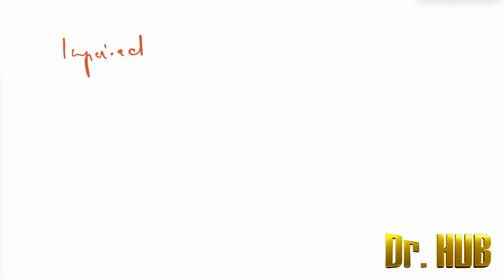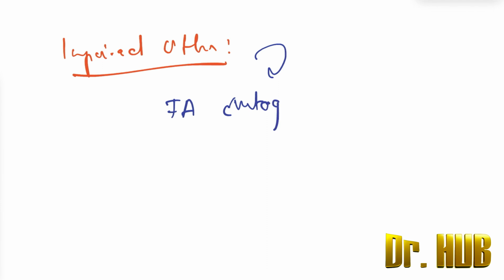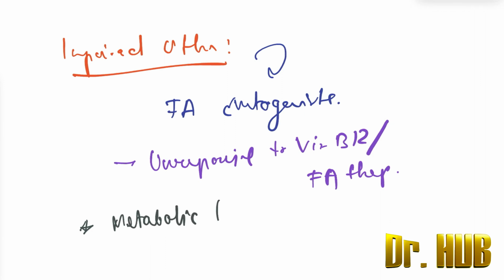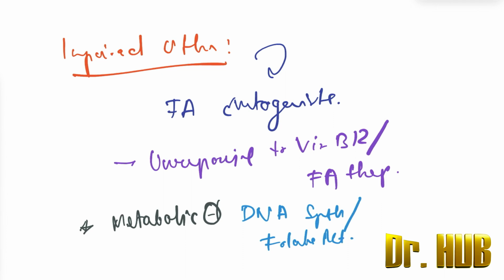Lastly, we are looking at impaired utilization. What happens in case of impaired utilization? There is folic acid antagonist, as well as unresponsiveness to vitamin B12 and folic acid therapy. Next there are metabolic inhibitors, the metabolic inhibitors of DNA synthesis or folate metabolism.